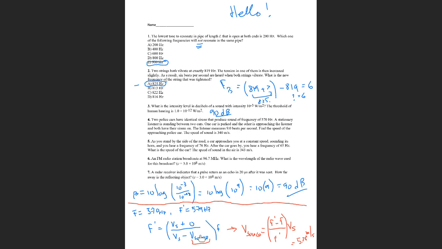So if you just do that algebra, then you'll get this result. And then plug in the numbers, right? F prime is 579, F is 570, and speed of sound is 340, I think is what the problem tells you. Yeah, 340 meters per second. Works out to 5.28 meters per second.